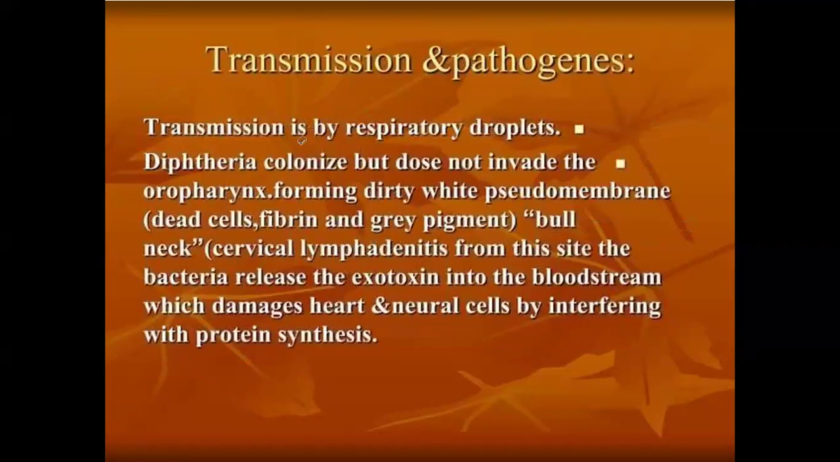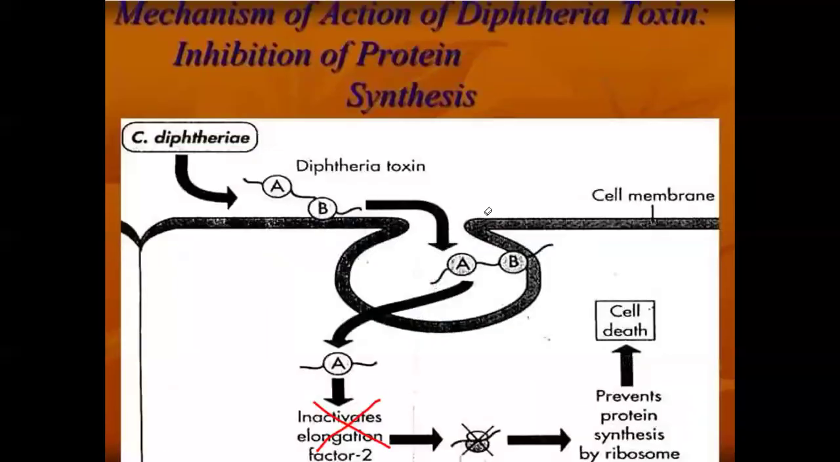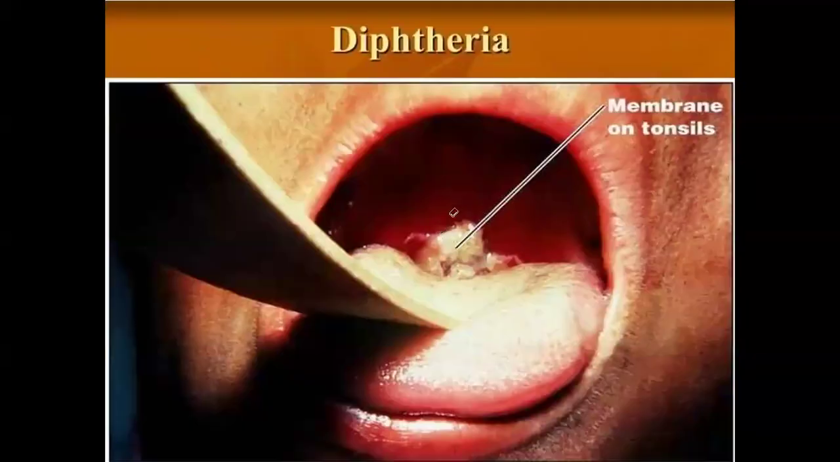And then transmission, since it affects the respiratory system, it is transmitted via respiratory droplets. Diphtheria colonizes but does not invade the oropharynx, forming a dirty white pseudomembrane of dead cells, fibrin and gray pigment, as I had shown you here. Can you see them? These are the tonsils, and this is the pseudomembranous pigment. Okay, here's another picture.